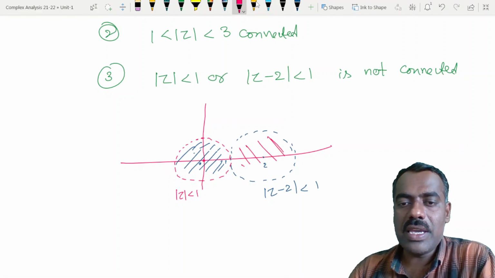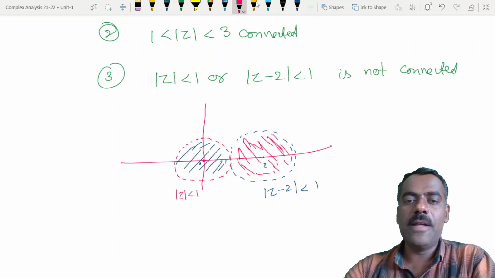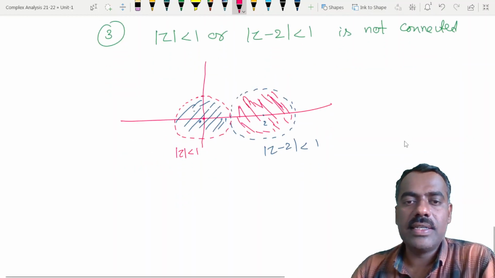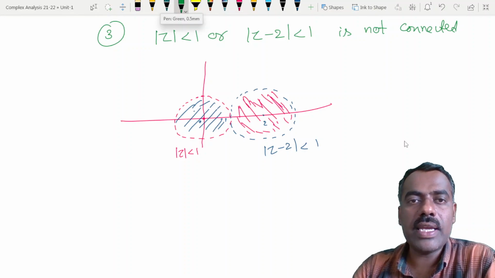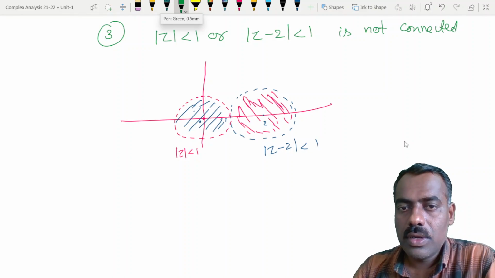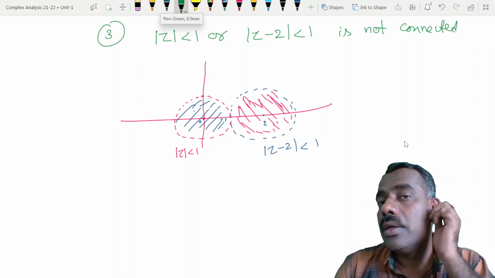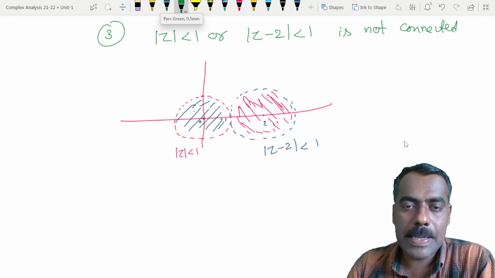Now tell me whether this collection, this union, is connected. No, sir. Why? There is no polygonal line to connect them. At least you should be able to give 2 points whose polygonal line does not completely lie in the set.